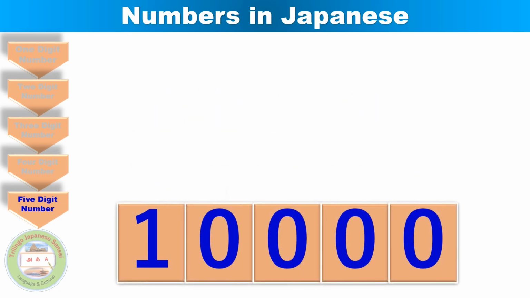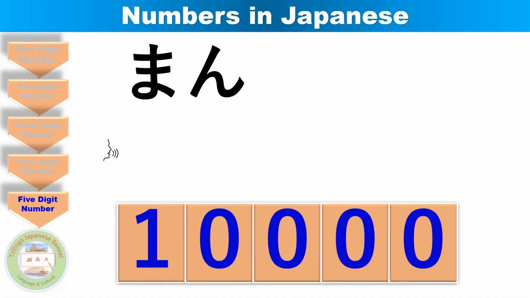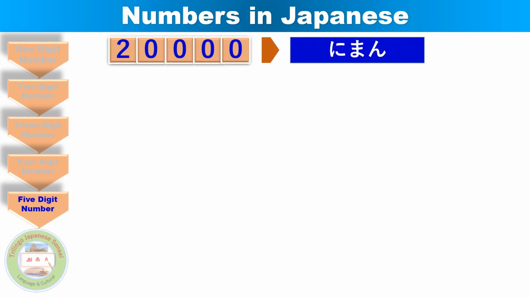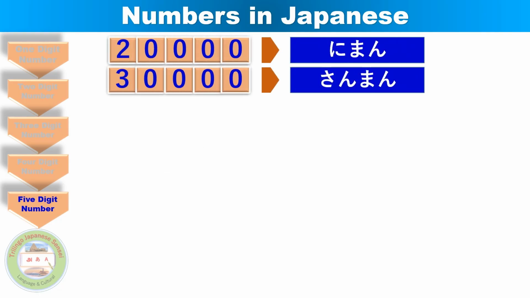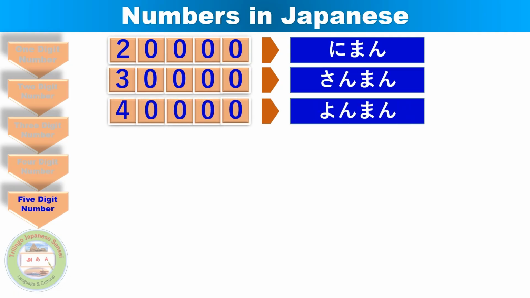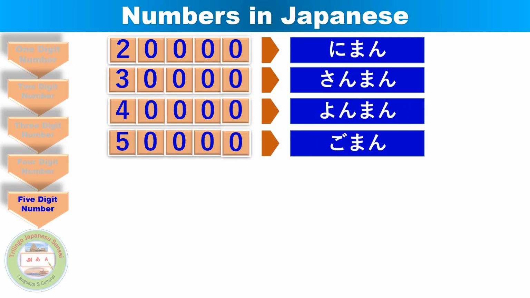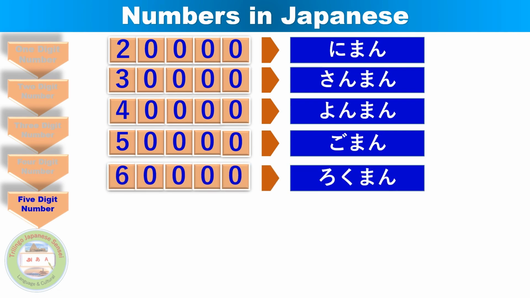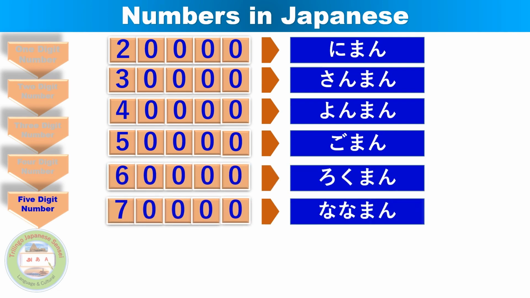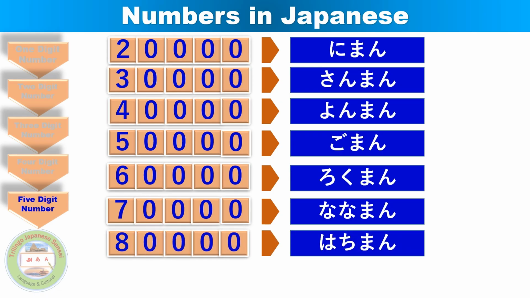The 5-digit number system starts with 10,000. 10,000 means man. 10,000 is called ichiman, 1 times 10,000. Let's see the subsequent variants. 20,000 niman, 30,000 sanman, 40,000 yonman, 50,000 goman, 60,000 rokuman, 70,000 nanaman, 80,000 hachiman, 90,000 kyuman.